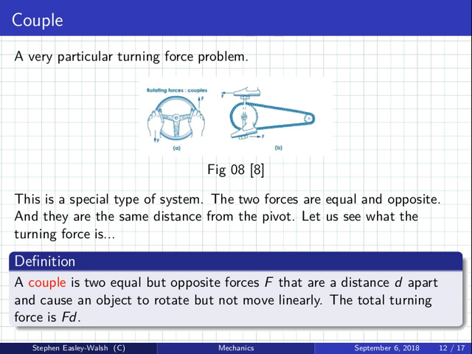So I need to be a little bit more careful with my English. When I say equal but opposite, I mean equal in size but opposite in direction. Got that? Yeah? Okay.